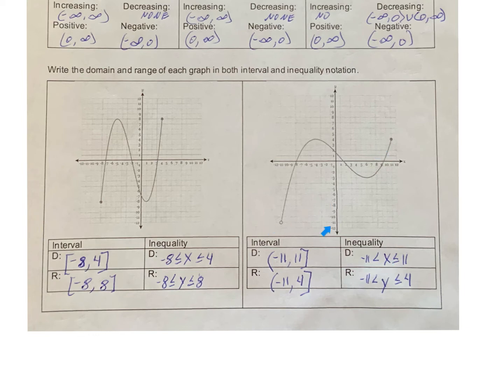The range from bottom to the top. So from -11, open circle, so we use a parentheses, all the way up to 4 with that bracket right there, 4. And this is what it looks like in interval notation. All right, next page.